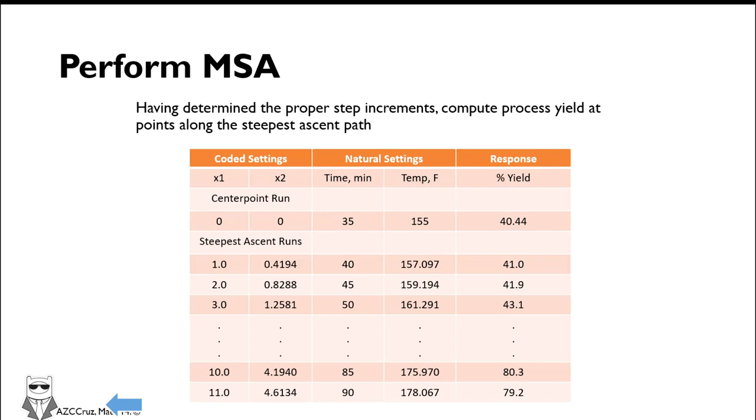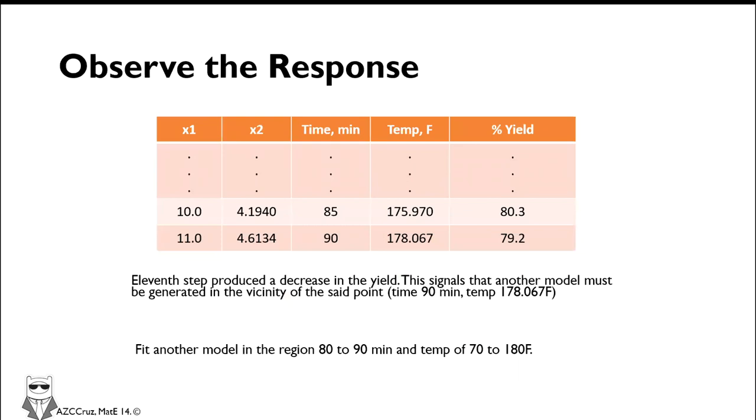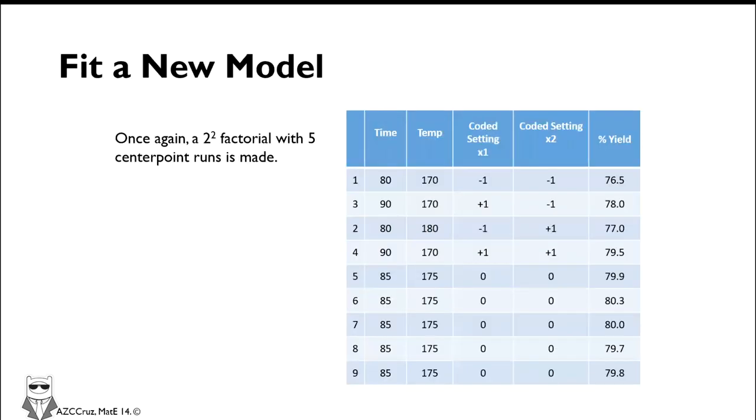We again set up another equation, no? Sabi natin na since dito tayo tumigil dito sa 85 and 90, then it will be reasonable na gumawa tayo ng experimentation within these bounds, no, in this region. So the experimenters decided that they will use an 85 na average. So gagawin nilang new center point is 85, tapos yung temperature is 175.